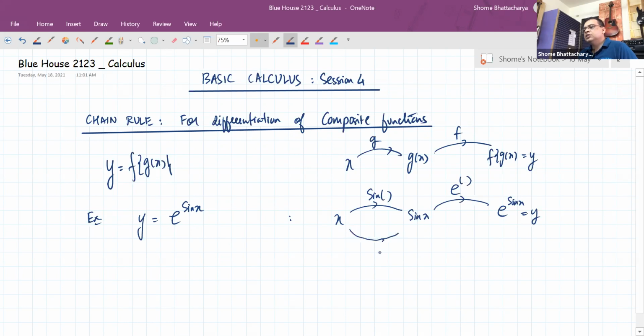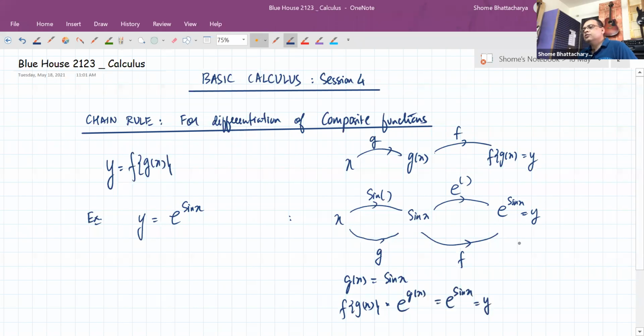So this is our g. So g(x) is sin x, and this is our f. So f(g(x)) is equal to e raised to the power g(x). So that is nothing but e raised to the power sin x, which is our value of y. So this is a typical example of a composite function.